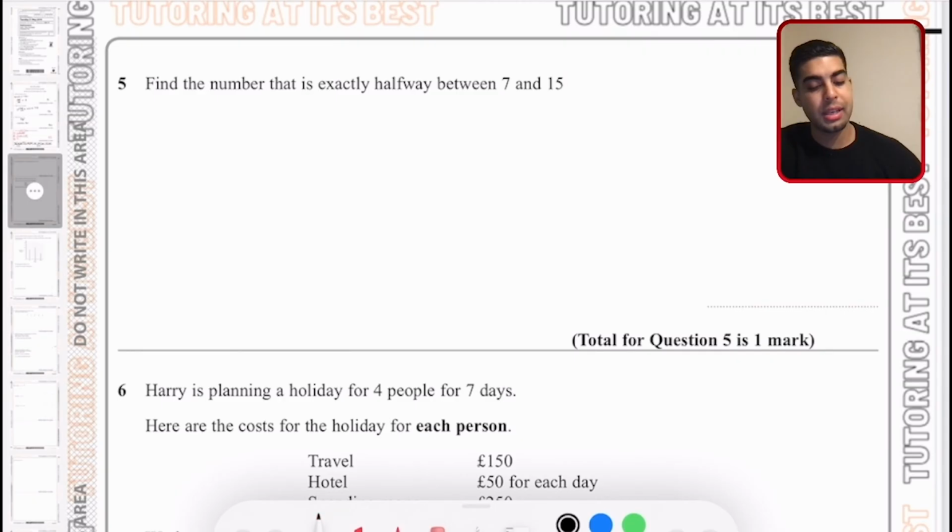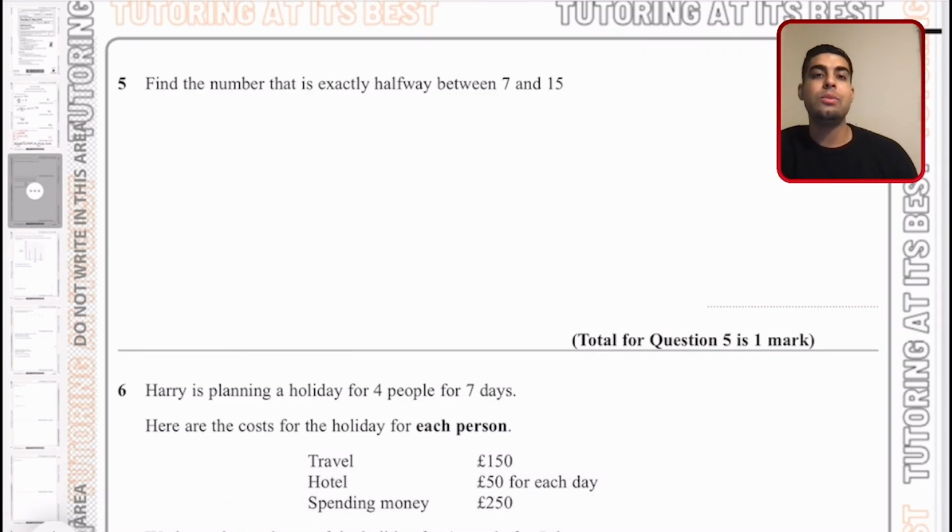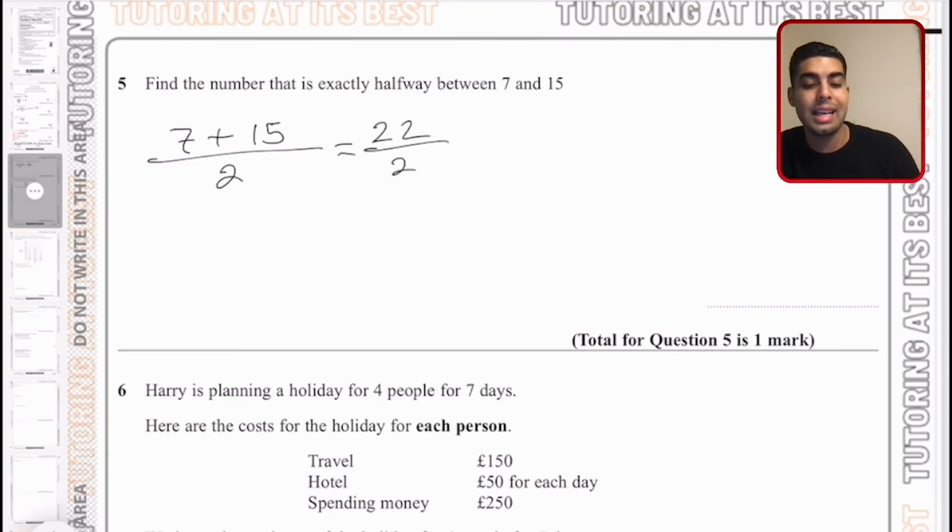Wonderful. Question number 5. So this is where we need to find the number that is exactly halfway between 7 and 15. So we know there's two numbers that we're working with, so we will have to split the two numbers up and simply divide them by 2. So let's add up our numbers and then divide it by 2. So we know that gives us 22, and once we half it, it gives us 11. So the number exactly halfway between 7 and 15 is 11.